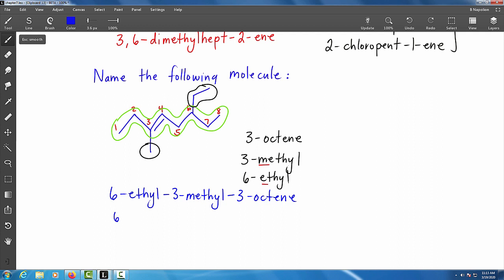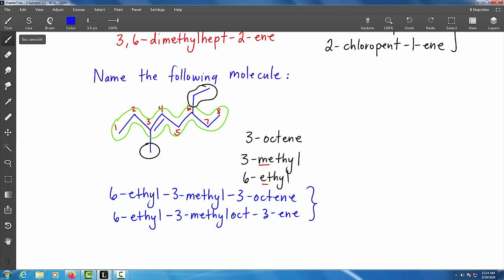Or I would have 6-ethyl-3-methyloct-3-ene. Both of these are exactly the same. Okay.